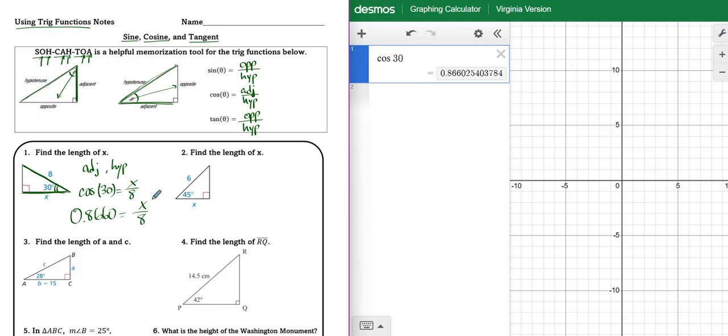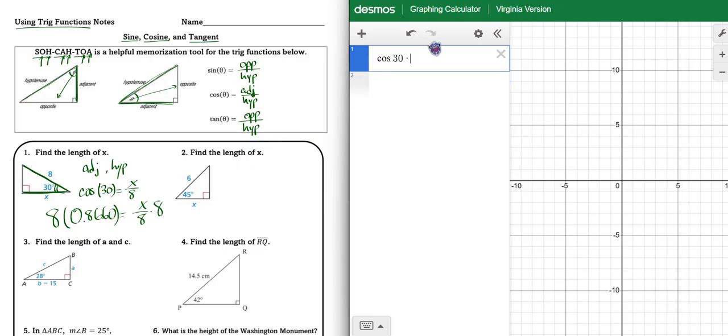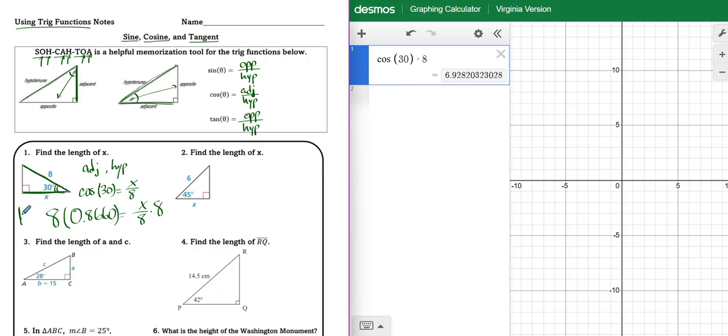And now to solve for x, we're going to multiply by 8 on both sides. If you type 8 like this right here, that is incorrect. That's thinking we want to find cosine of this, which would be 240. That's not what we want. We want to find cosine of 30 and then multiply that value times 8. So that gives us x. This length is 6.93. I'm going to round to the hundredths place on all of these. 6.93 is the length of x.